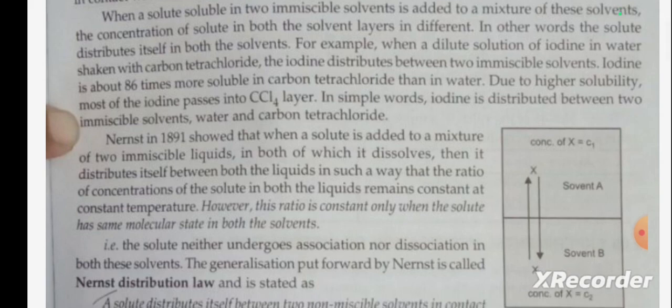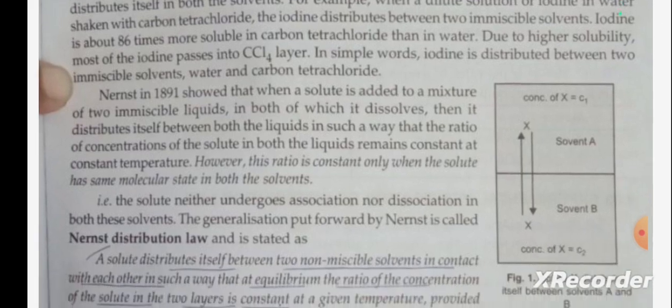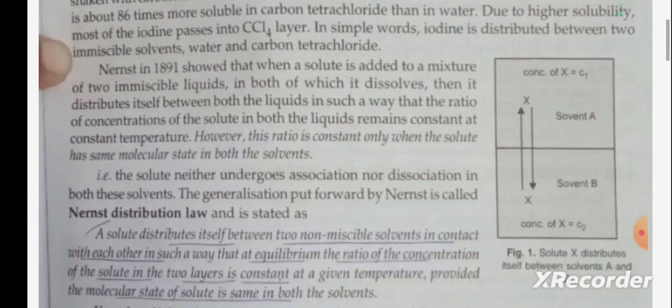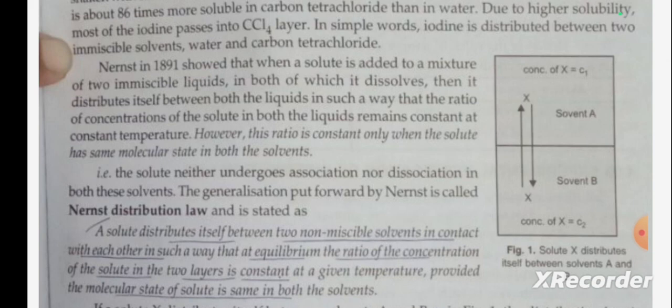For example, when a dilute solution of iodine in water is shaken with carbon tetrachloride, the iodine distributes between two immiscible solvents. Iodine is about 86 times more soluble in carbon tetrachloride than in water. Due to higher solubility, most of the iodine passes into the CCl4 layer. In simple words, iodine is distributed between two immiscible solvents, water and carbon tetrachloride.